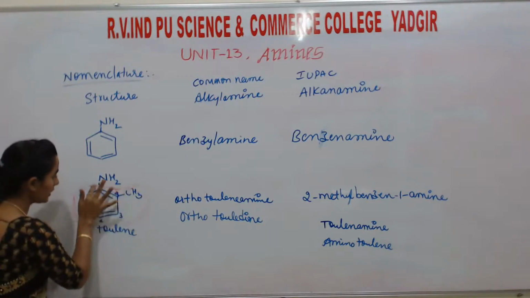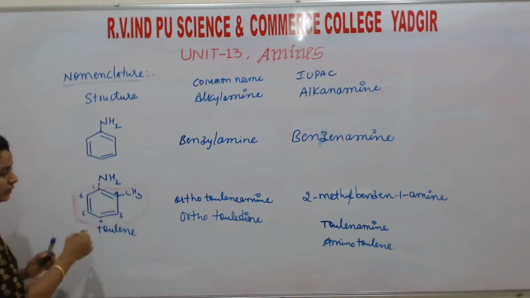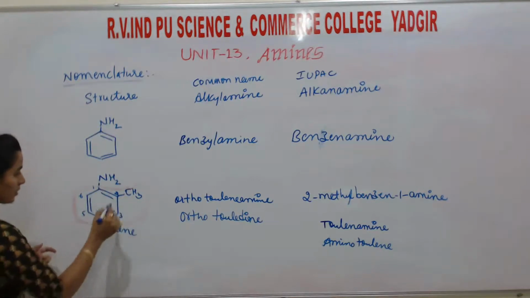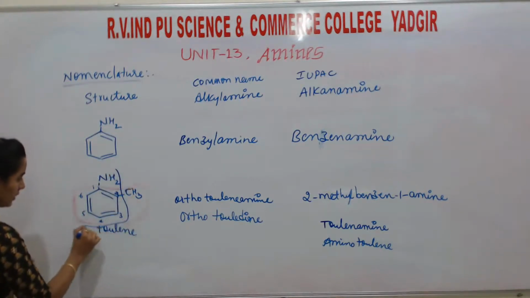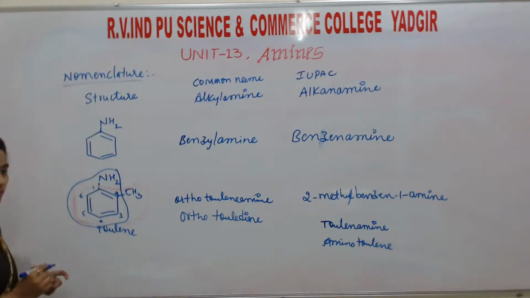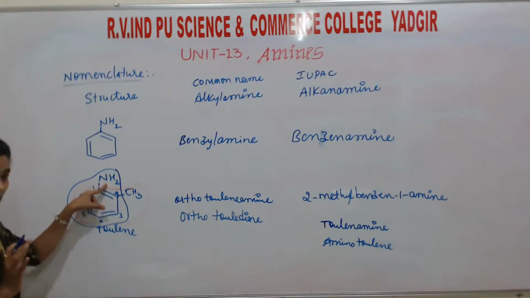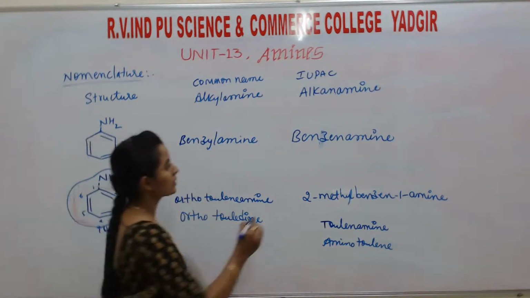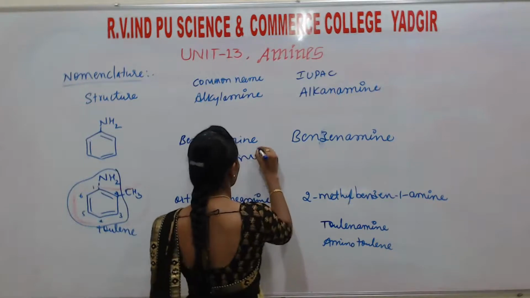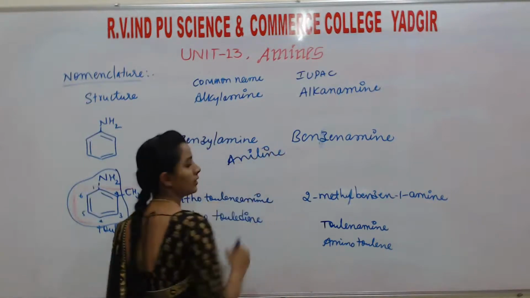Instead of considering this one CH3 as a functional group, if we consider this one as a compound, then this is called as amine. Correct? If benzene is substituted with NH2, it is called as what? Benzenamine. This one is also called amine in the common name.